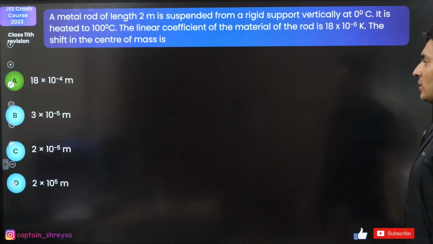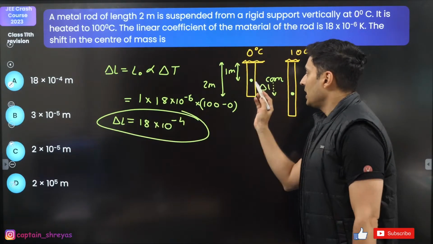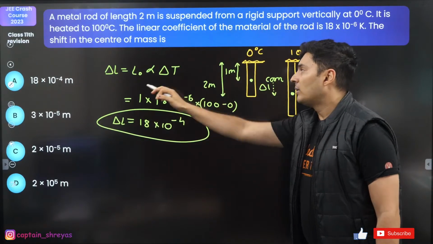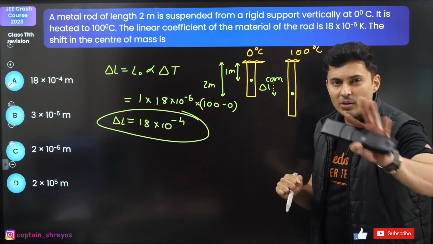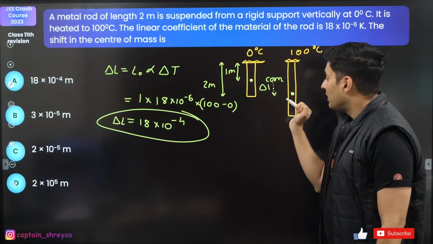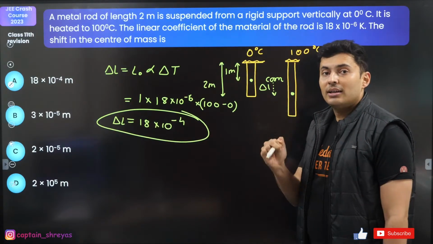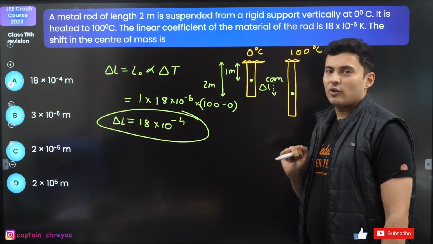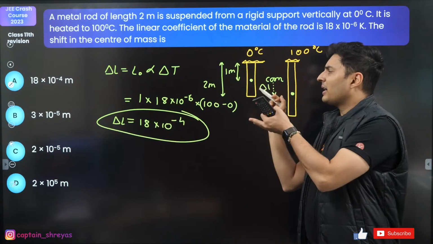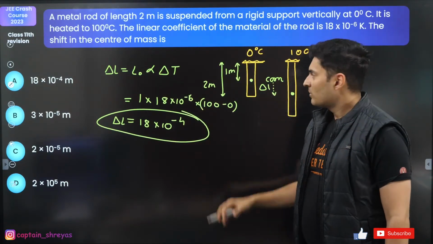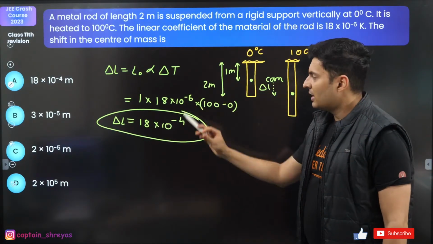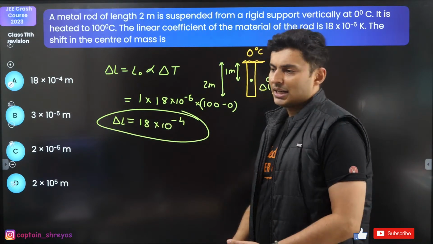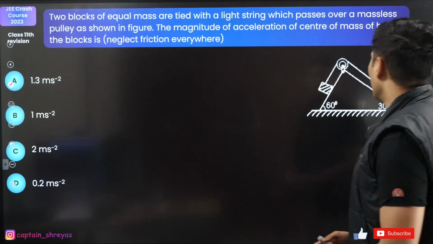Many students do not think and they write L naught as 2 meters. No, that will be the total change in the length of the rod, not the shift of the position of the center of mass. Center of mass is midway, so everything will get divided by 2. So instead of 2, put 1. Then you will get the correct answer. Got it? Simple, easy peasy. Moving on to the next question.